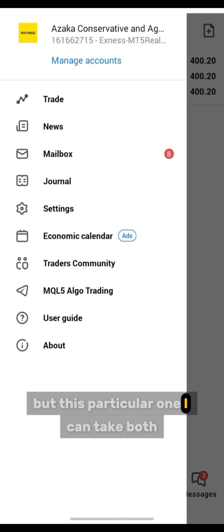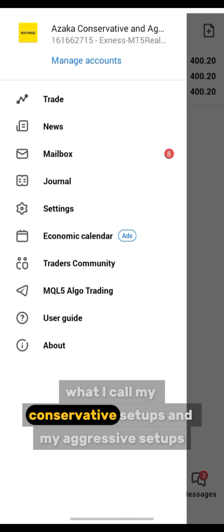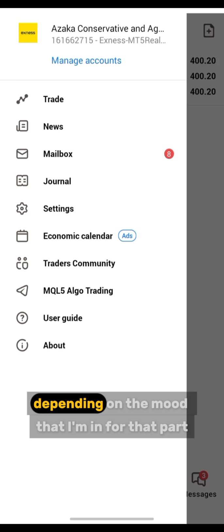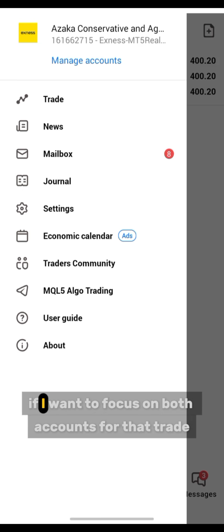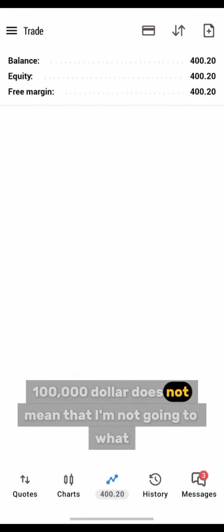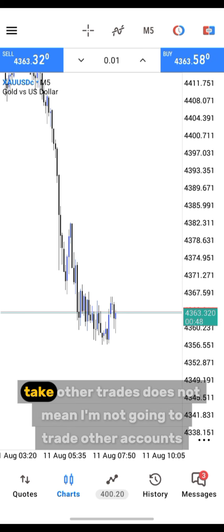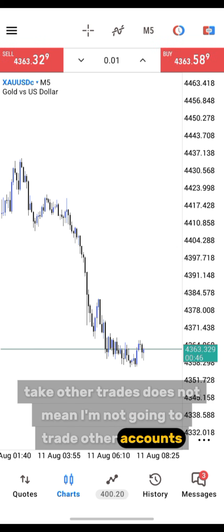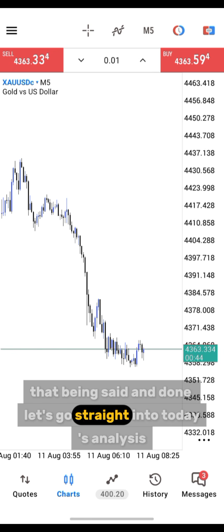But this particular one, I can take both what I call my conservative setups and my aggressive setups, depending on the mood that I'm in for that part. If I want to focus on both accounts for that trade, as you guys know, just because I'm trading $2 to $100,000 does not mean that I'm not going to take other trades. Does not mean I'm not going to trade other accounts. That being said and done, let's go straight into today's analysis.